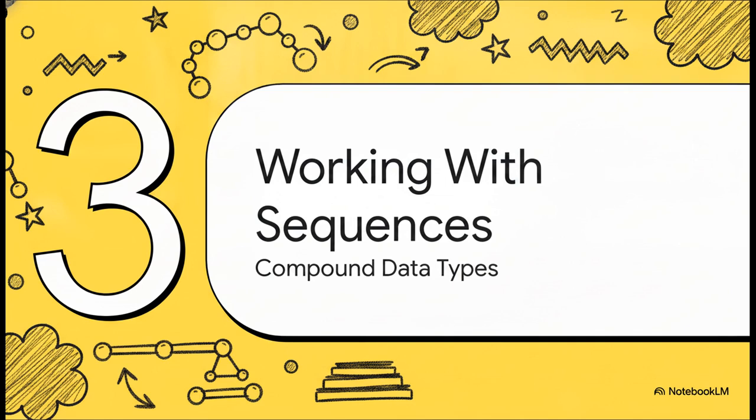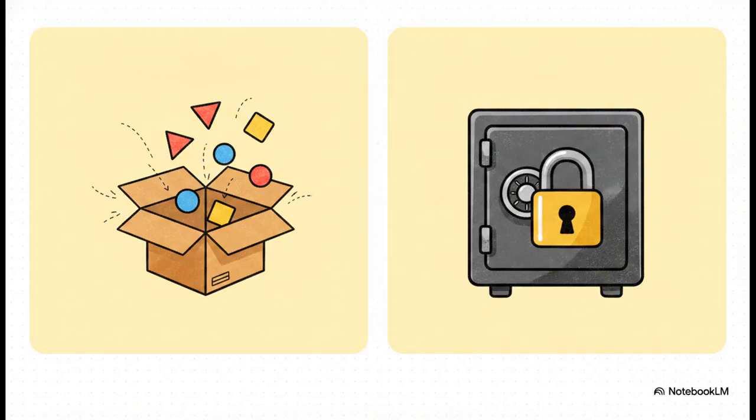Okay. Section 3, working with sequences. We've got our basic data atoms, so let's start building them into molecules. The real star of the show here is mutability. We basically have two native ways to group our data, lists and tuples.